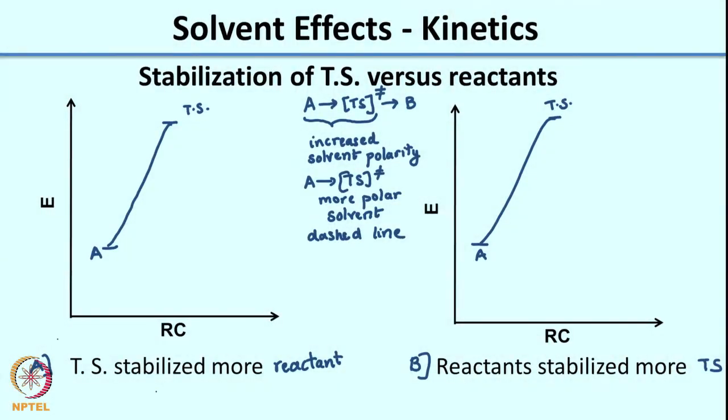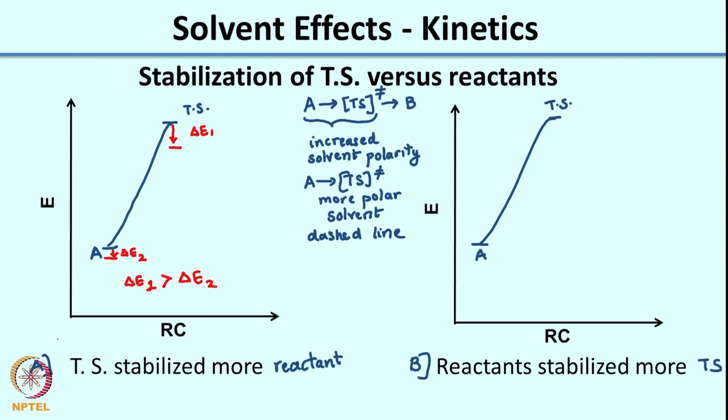So, in one case, let us say the transition state is stabilized more than the reactant. So, stabilization means energy is lowered. So, you can use the dashed line. I will use a separate colored ink. You can also do that if you wish. So, now the transition state is stabilized more means this drop in energy, let us say, is delta E 1 and this is stabilized less. So, when you say transition state is stabilized more, what you essentially need to draw is delta E 1 greater than delta E 2.